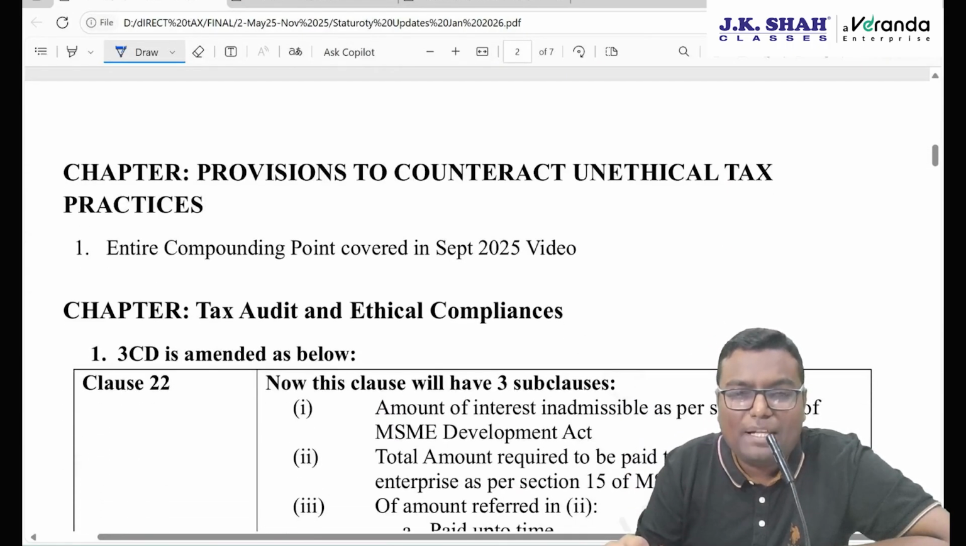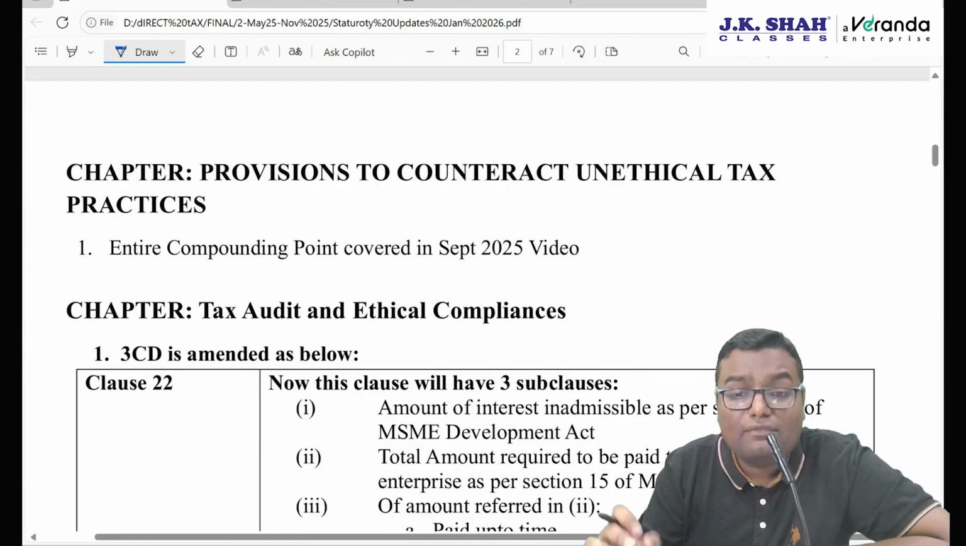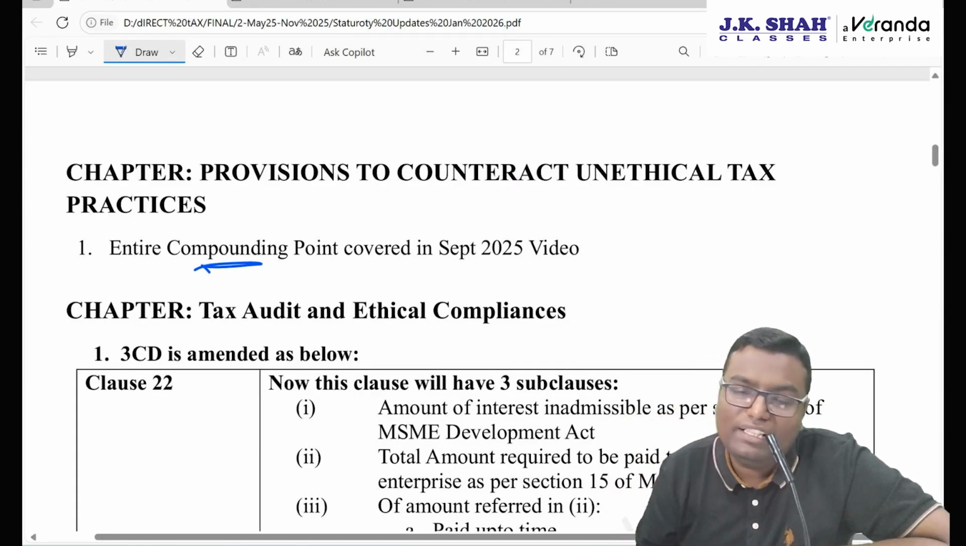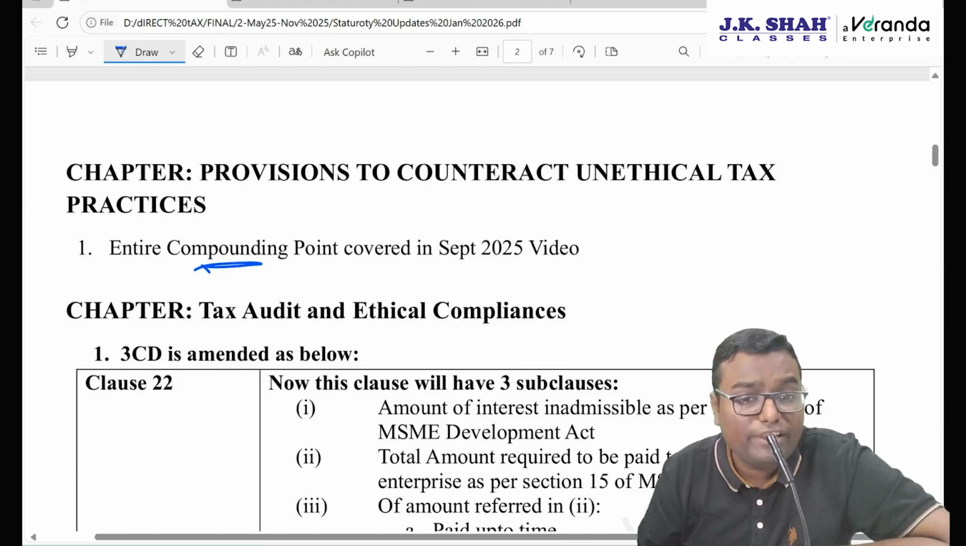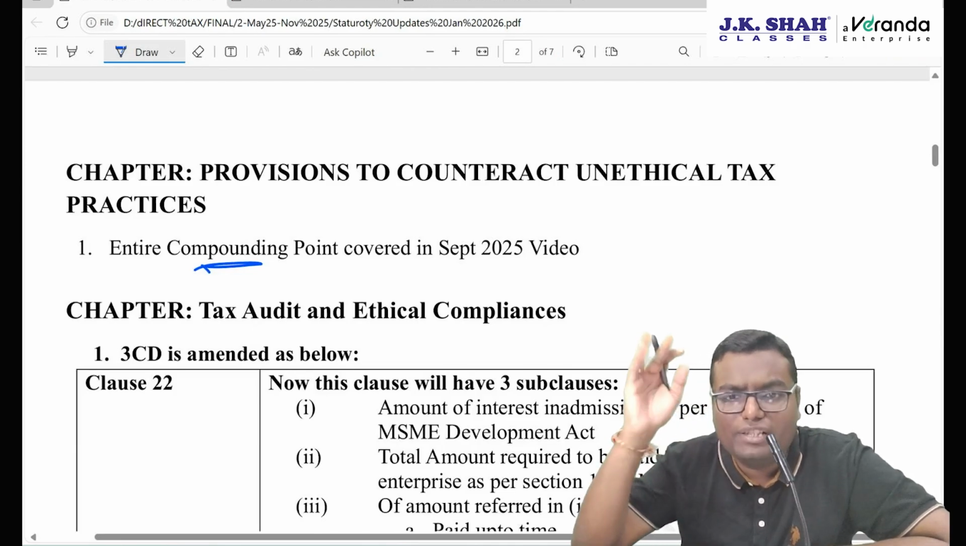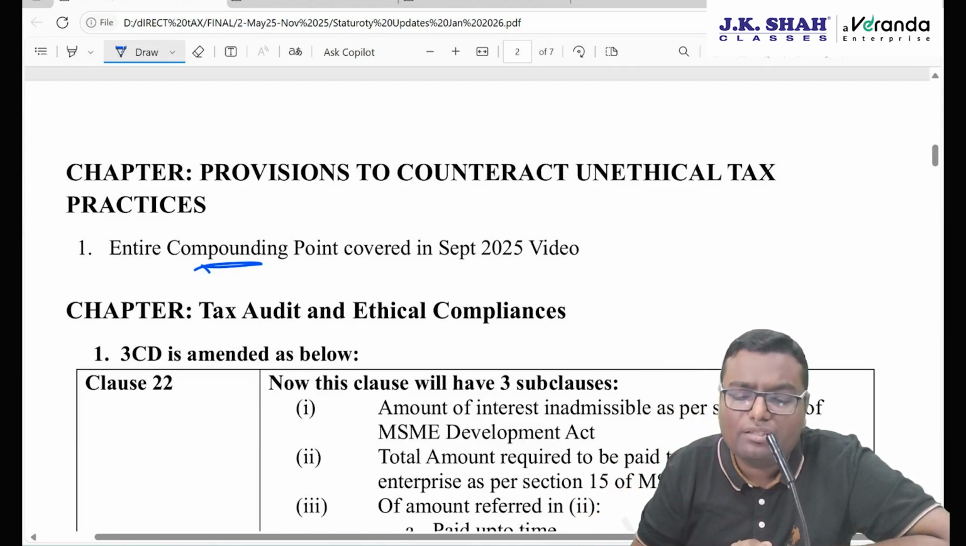So far as the chapter penalty offenses are concerned, there is one entire big concept which is introduced, compounding, that is already discussed in the September 2025 video, which is the most important topic, and you have to refer to that video for this. The entire compounding topic is already discussed, so I'm not discussing it again over here.